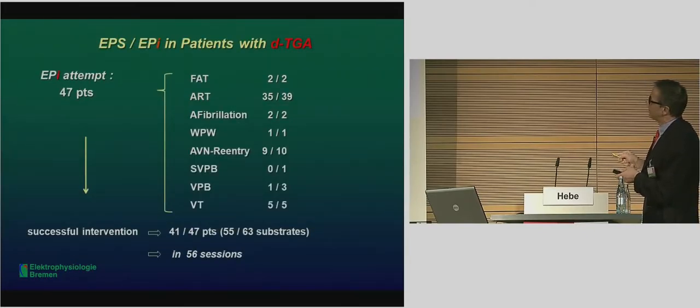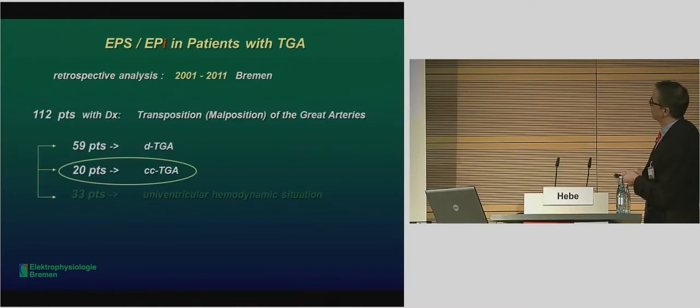Just to summarize quickly the results, out of 47 patients, we were able to do a successful intervention in 41 of these patients within 56 sessions. So I think it expresses nicely the complexity to abolish 55 of 63 found substrates in the electrophysiologic study.